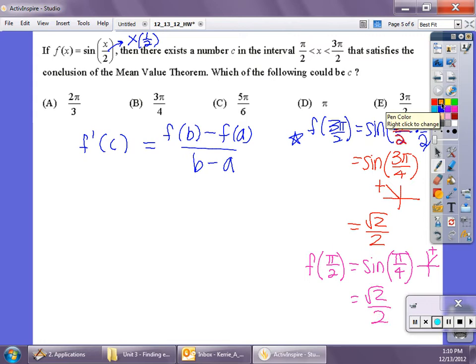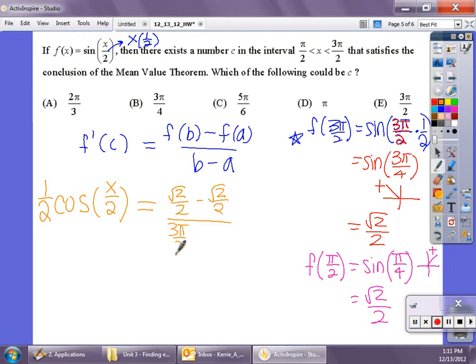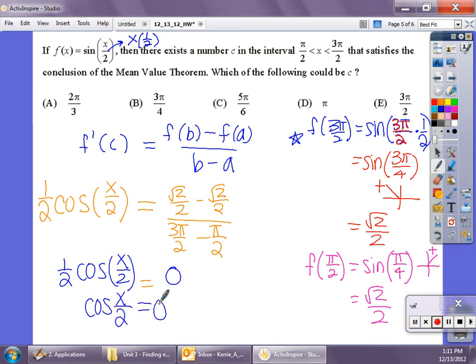So the derivative on the left side would be derivative of my outside, leave the inside the same, multiply by the derivative of the inside. My slope would be root 2 over 2 minus root 2 over 2 divided by 3 pi over 2 minus pi over 2. It's nice and easy when the slope value you get is 0. Makes the problem a little bit nicer. Alright, so really I'm solving that the cosine of x over 2 is equal to 0. When is cosine equal to 0? That's the x value, so that would be at pi over 2.